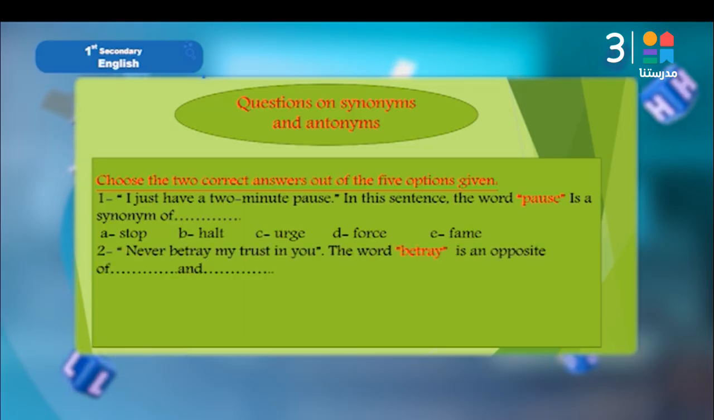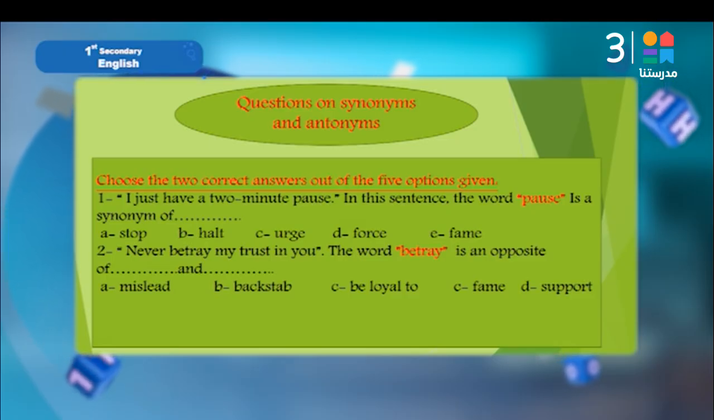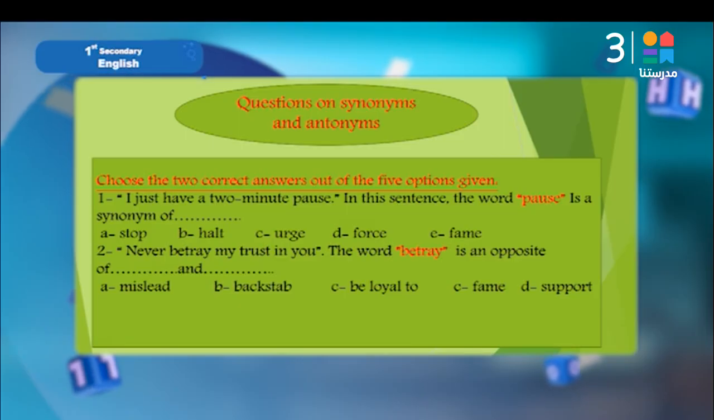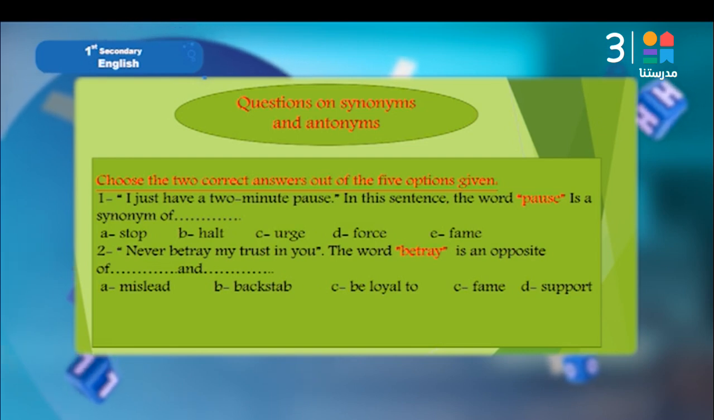Okay, let's take another question. Number 2. Never betray my trust in you. The word betray. What do you need here in this sentence, synonym or antonym? No, here it gives me a different word, it says opposite. Opposite means, as we said before, the antonym, the reverse of the word.